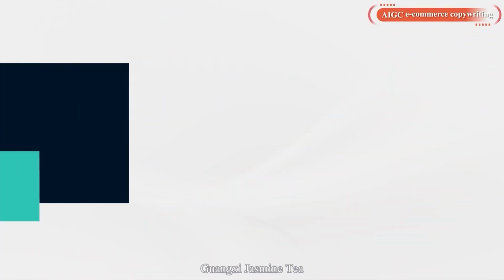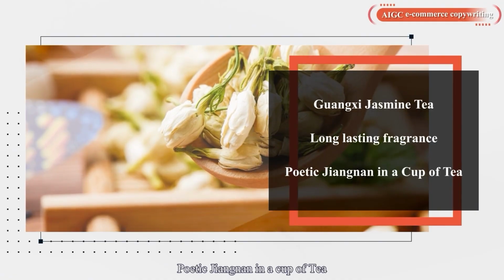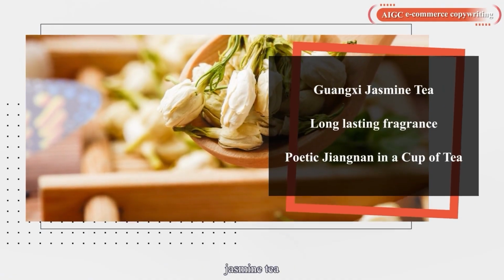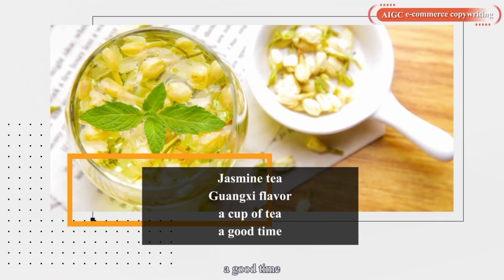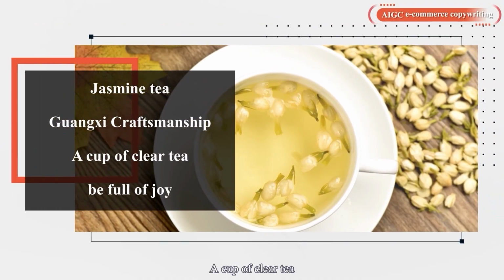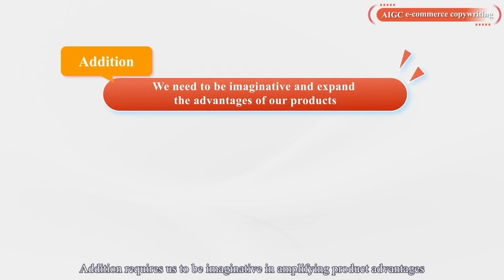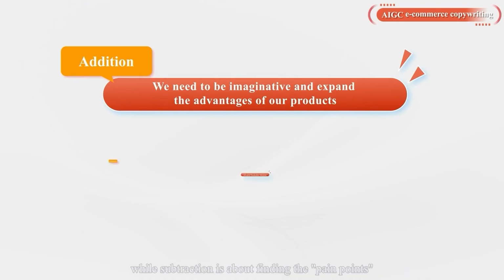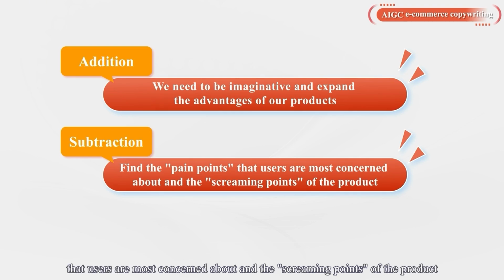For example, Guangxi jasmine tea, long-lasting fragrance. Poetic Jiangnan in a cup of tea. Jasmine tea, Guangxi flavor. A cup of tea, a good time. Jasmine tea, Guangxi craftsmanship. A cup of clear tea, full of joy. Addition requires us to be imaginative in amplifying product advantages, while subtraction is about finding the pain points that users are most concerned about and the screaming points of the product.